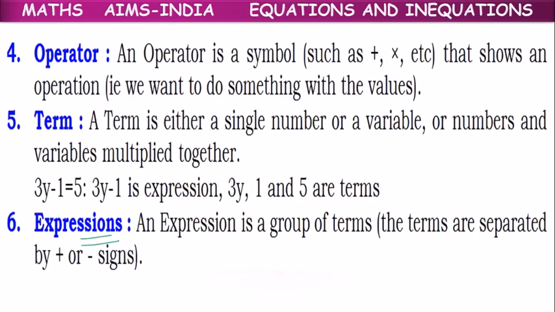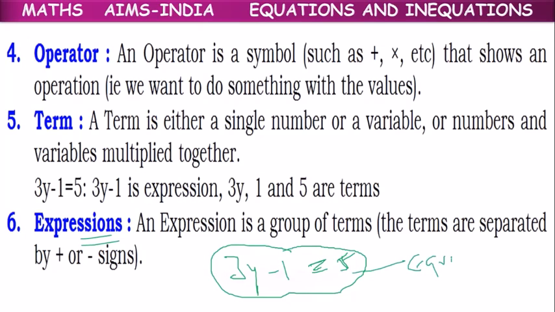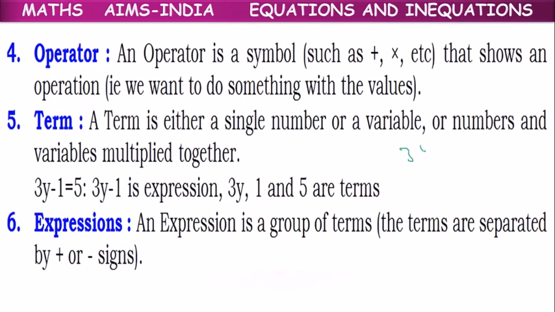Next one, expression. In 3y minus 1 equals 5, the total 3y minus 1 equals 5 is called an equation, but in this, 3y minus 1 alone is a combination, a group of terms combined with a mathematical operator like plus or minus. 3y plus 1, 3y minus 1 are examples of expressions. That means a group of terms combined by a minus symbol, a group of terms combined by a plus operator. These are considered expressions.